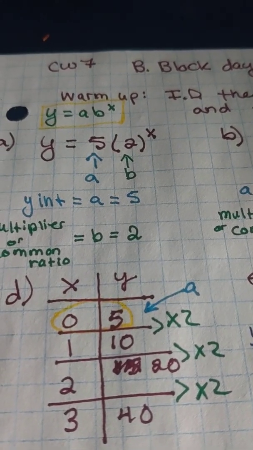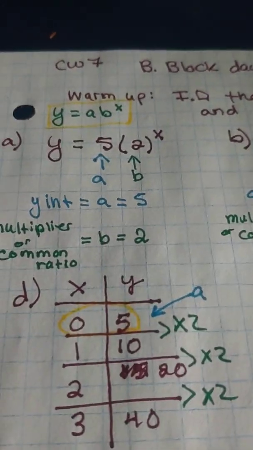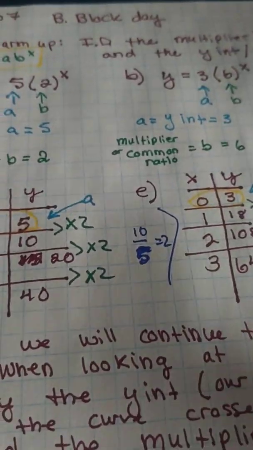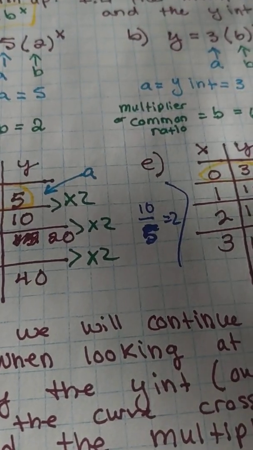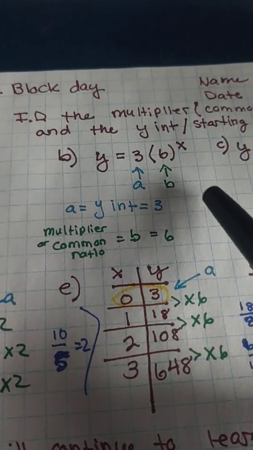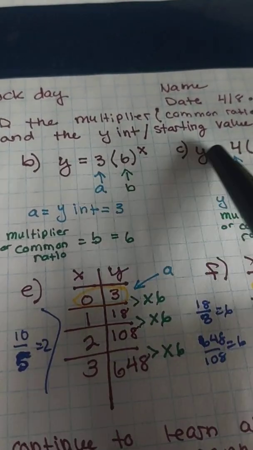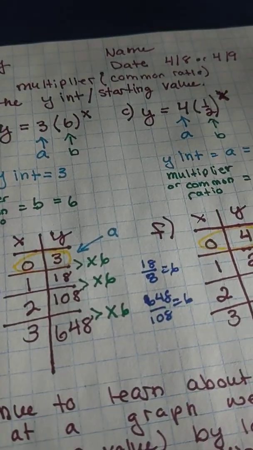Okay, guys, so your math support warm-up is right here. It was asking you to look at this and think about what is the multiplier and what is the y-intercept. Other terms we use for the y-intercept are starting value, and another term for the multiplier is common ratio. Often in the Khan Academy videos, you'll see common ratio.